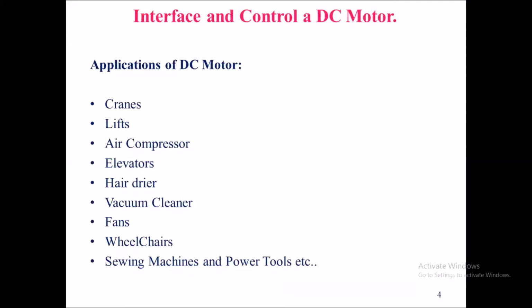If you want to control the DC motor, or rotate the DC motor, obviously there should be a microcontroller. In all these devices like cranes, lifts, air compressors, there should be a microcontroller to drive the DC motor either in clockwise or anti-clockwise direction. If an application has a DC motor, the motor will be directed by the microcontroller. It should have a microcontroller as well as a DC motor.